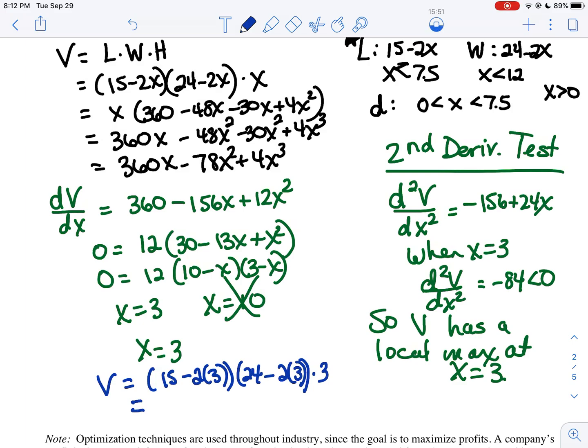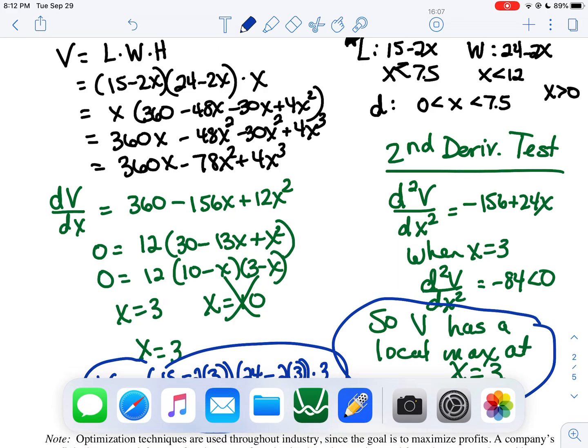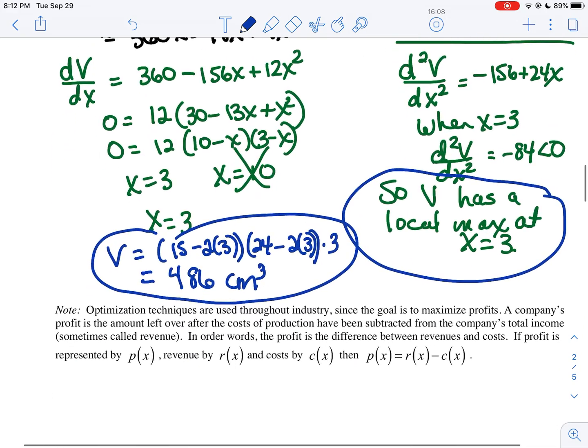All right, let me pause here, let you find your volume. I got 486, and that's centimeters cubed. So here's my maximum x value. And there's your volume.